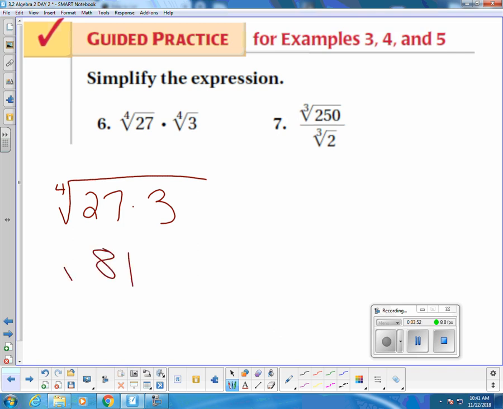81. Now, is 81 a perfect 4th root? Sure is. It's up there on our list. So what is the 4th root of 81? 3. Yeah, it technically is plus or minus 3. Thanks. Almost forgot. Math scholar right there.